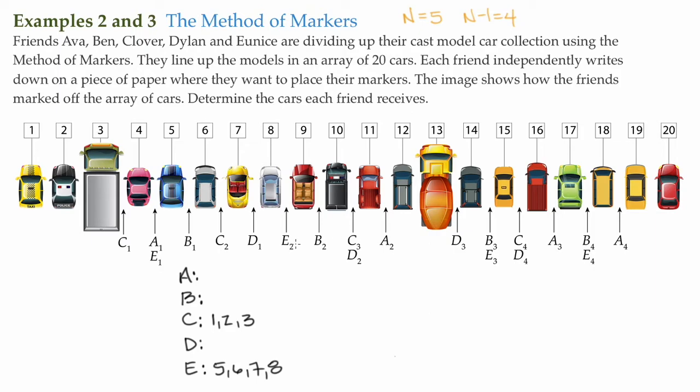Again, working on down the array here, we go to the third marker set, and that's Clover right here again. Again, Clover was given her first section, so we go down to the next third marker set, and that's Dylan right here. So Dylan's going to get all the cars between his second marker and his third marker. Of course, these right here, cars 11, 12, and 13.